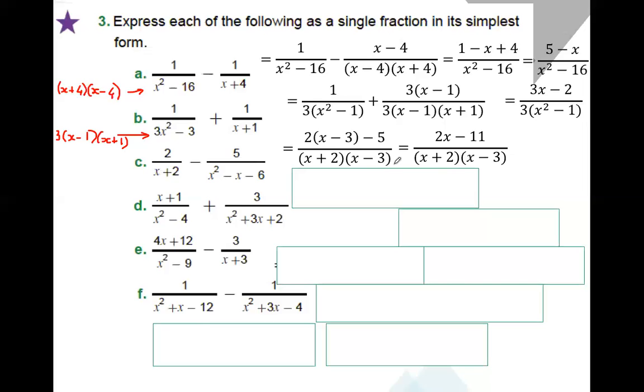On the next one, straight away I can see I've got a difference of two squares, so I'm expecting to see an x plus 2 times x minus 2. One of those would come in handy because it's going to come out of here. That x squared plus 3x plus 2 is going to have an x plus 2 to start with, times x plus 1.